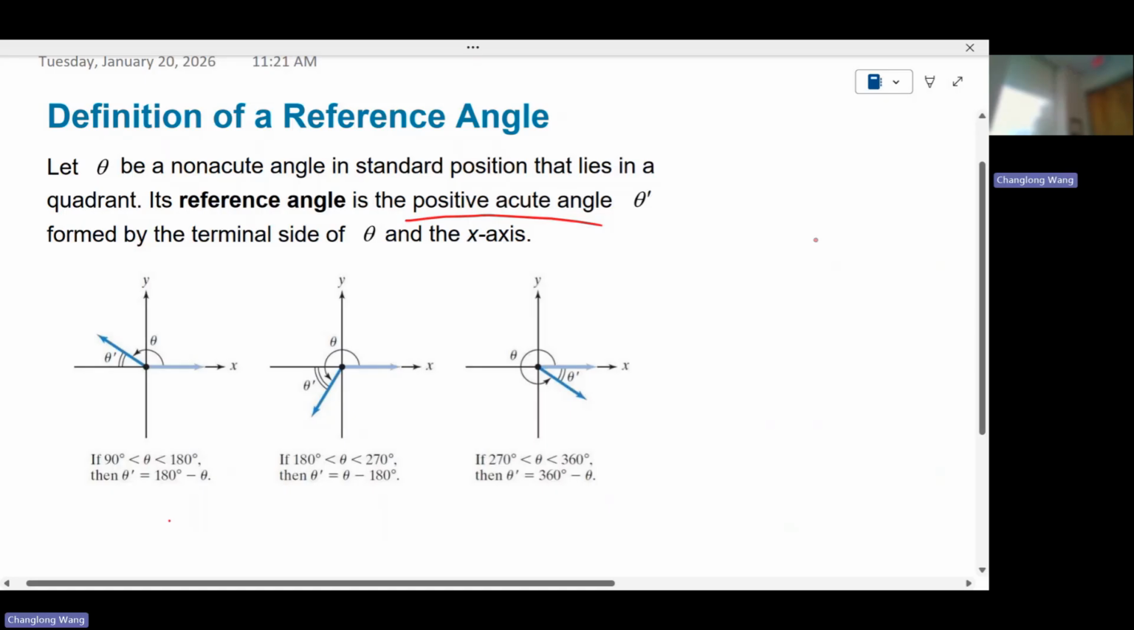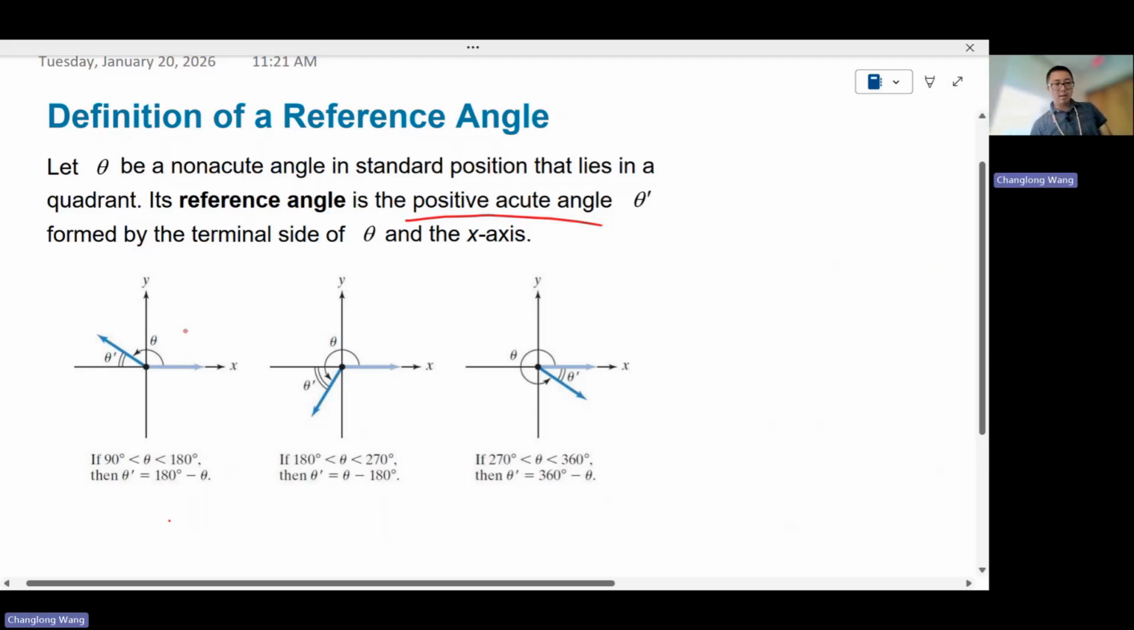Right? But when an angle is in the second quadrant, the terminal side in the second quadrant, you need to find an angle that's made by this terminal side and the horizontal axis, which is just that little angle here, right? It is less than 90, right? And it's positive. We're going to call it theta prime. Right? So that little apostrophe is just a notation, right? So theta prime, so then you know that it has to do something with the theta.